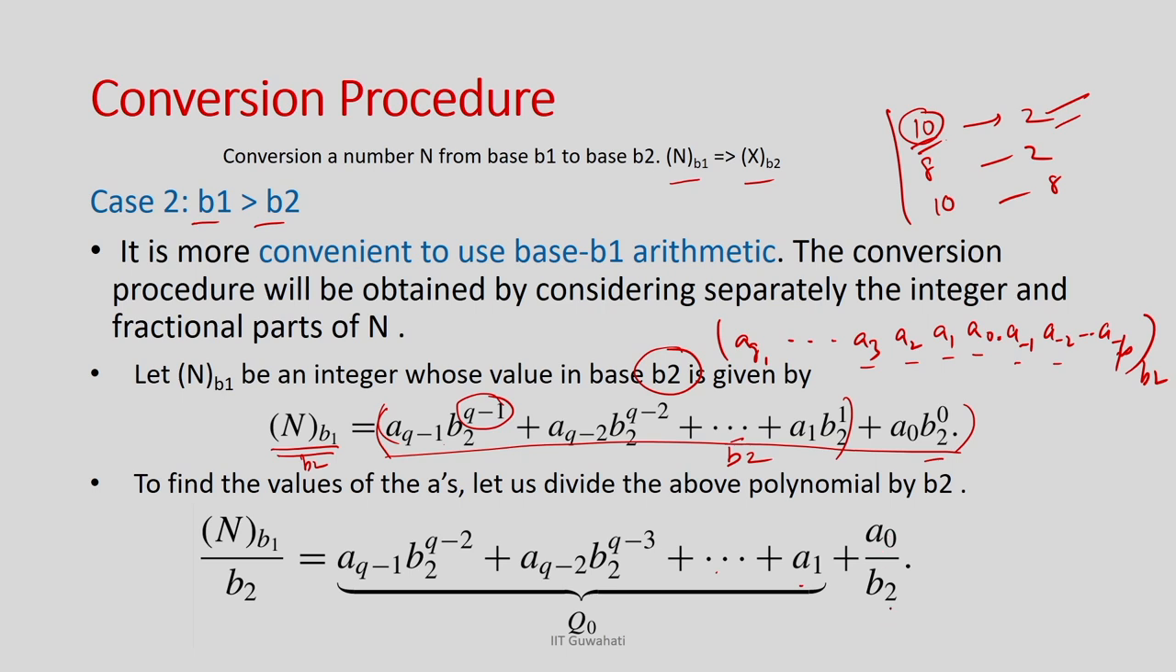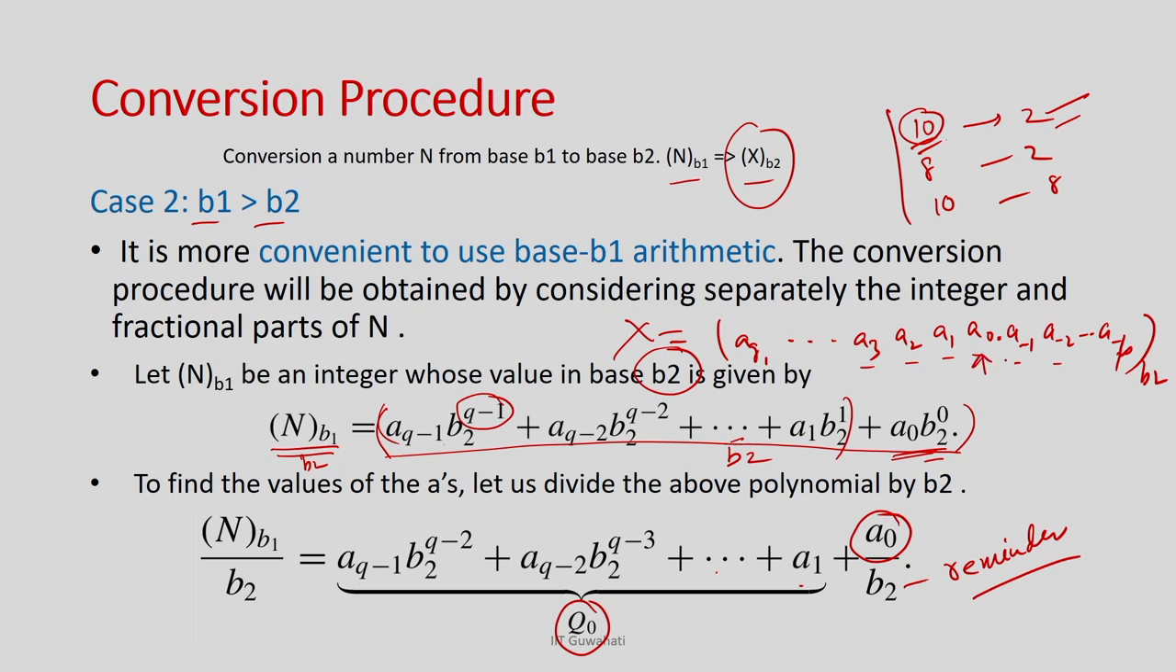So, that means, if I divide this imaginary integer representation of the number in B2 by B2, I will get this as a quotient, and this is basically the remainder, right. And that remainder is my first bit in the integer, because I have assumed that my number x is this. So, I got A0 effectively.